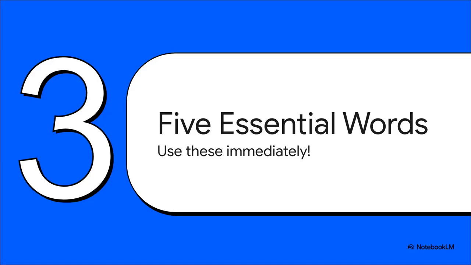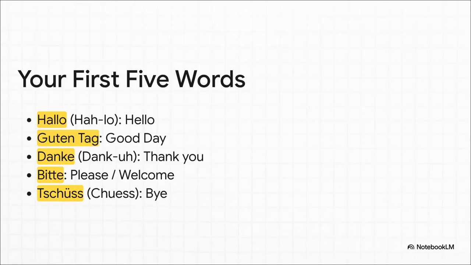Section 3. 5 essential words. Let's see how all of this builds together. Okay, we're going to transition from abstract letters into 5 practical, everyday words that you can use immediately out in the real world. Here are your very first 5 German words, complete with English translations and an intuitive phonetic breakdown. First up is hallo, which means hello. It's pronounced hallo. Super easy.